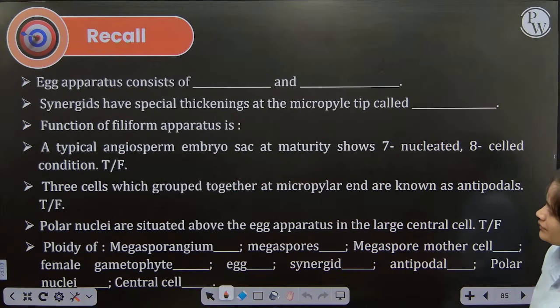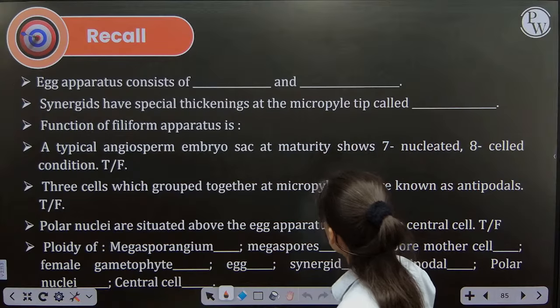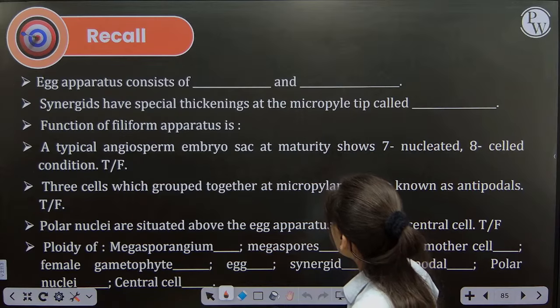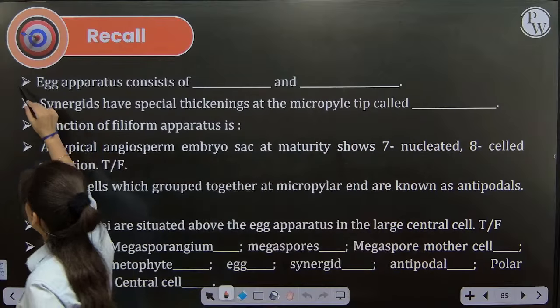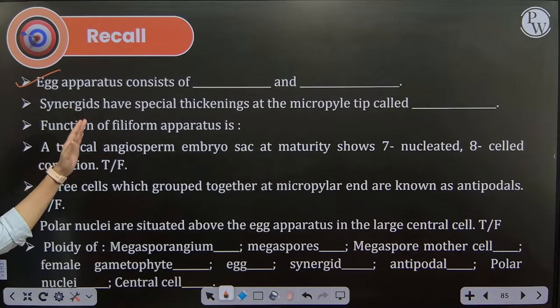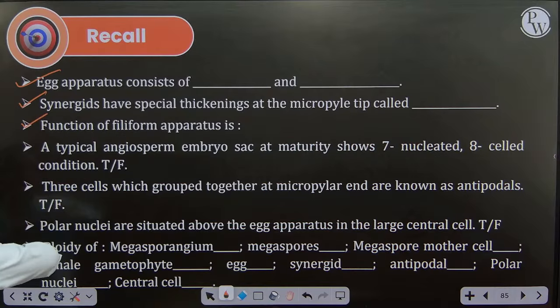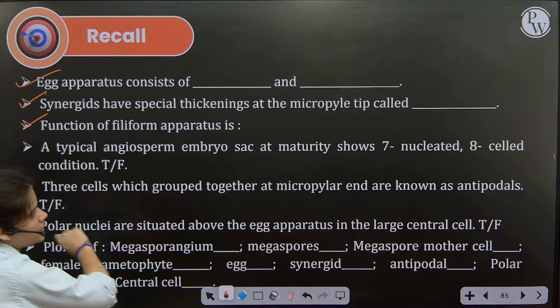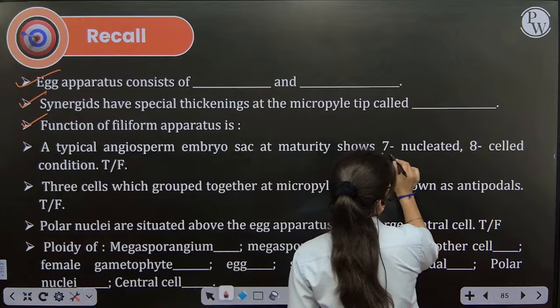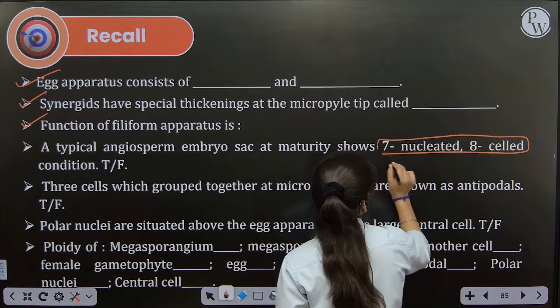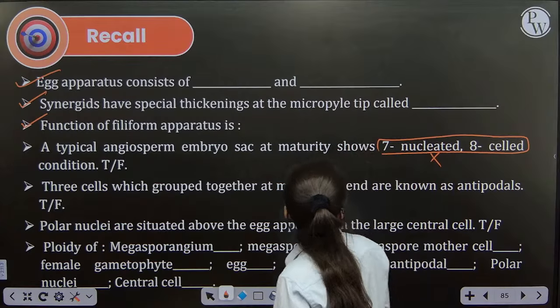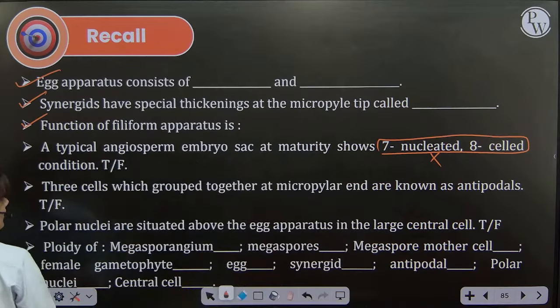Next, egg apparatus consists of synergids and egg cell. Synergids have special thickening at micropylar tip. These are known as filiform apparatus. Their function is they guide the entry of pollen tube. Typical angiosperm embryo sac at its maturity shows 7 nuclei, 8 cell structure. This is incorrect. 7 cells, 8 nuclei is correct.